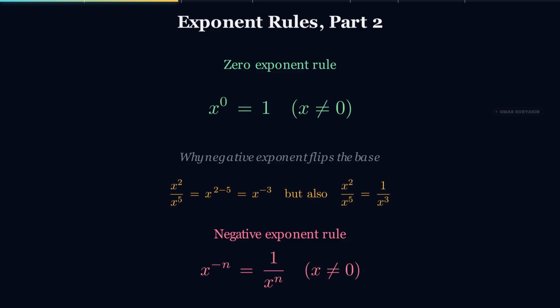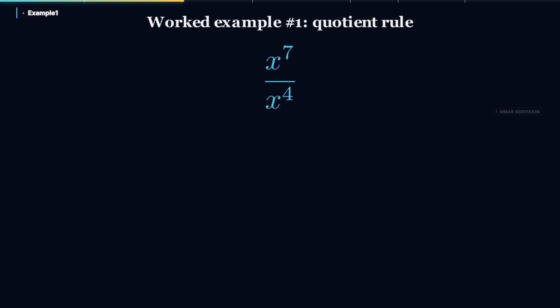This is the sixth and final exponent rule, and together with the previous 5 it lets you simplify any exponent expression you ever meet. Here is our first worked example, applying the quotient rule. The expression at the top is x to the 7th divided by x to the 4th. Same base on top and bottom, two different exponents, perfect for the quotient rule.